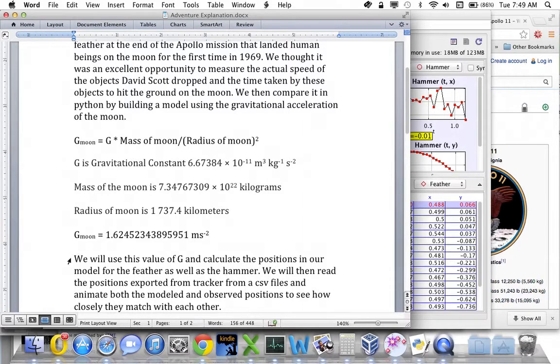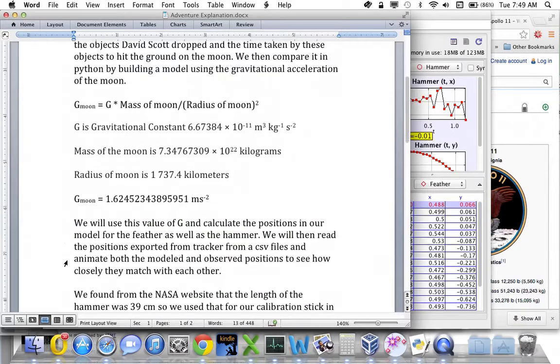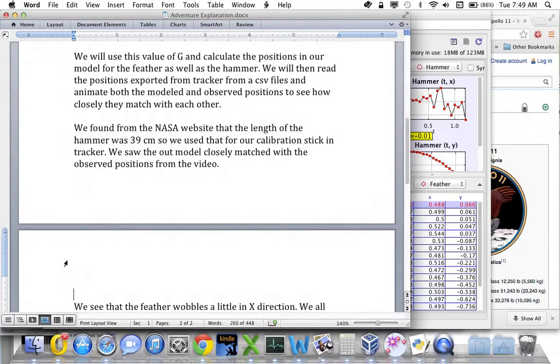With the formula, we calculated that the gravitational acceleration on the moon is 1.6 meters per second squared. We use this value of g to calculate the position in our model for the feather as well as the hammer. We will then read the positions exported from Tracker from a CSV file, animate the model, and observe the positions to see how closely they match with each other.